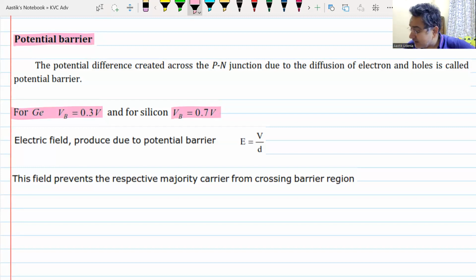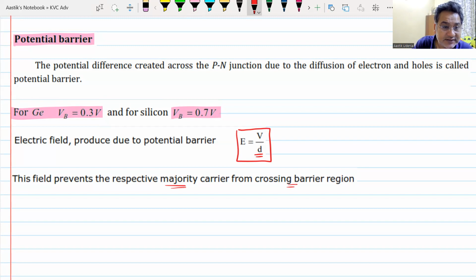Because of this, there is an electric field produced in the space, and this electric field will be given by V by D, where D is the width of this depletion zone. Do we understand this? Yes, sir. This electric field prevents the further crossing over of the charges from one side to the other side. Do we understand this? Yes, sir.